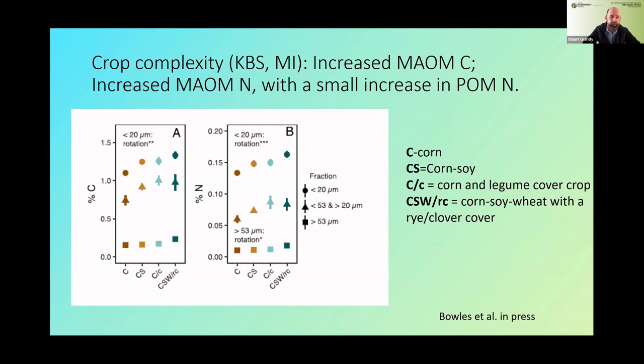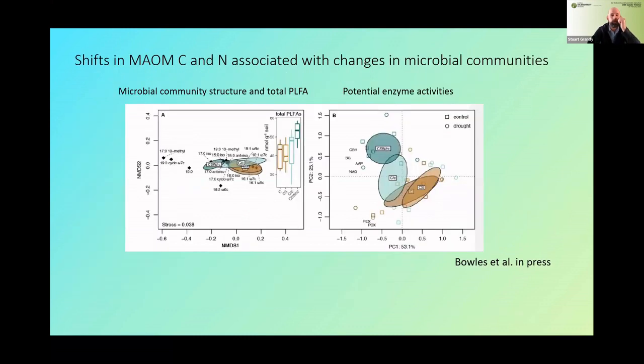So then we followed this up in a recent study at the Kellogg Biological Station in a crop rotation gradient, going from corn to a corn, soy, wheat rotation with a rye cover crop. Not surprisingly, we saw both total carbon and nitrogen increasing with crop complexity, but here is the very finest fraction. It's less than 20 microns. This is the fine Mayon fraction. This is where we see most of the carbon and nitrogen gain along this rotation gradient at KBS. So most of the nitrogen gain is there in that Mayon fraction. These are sites that are not fertilized.